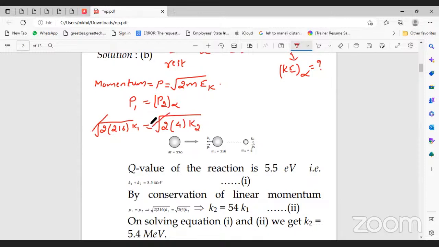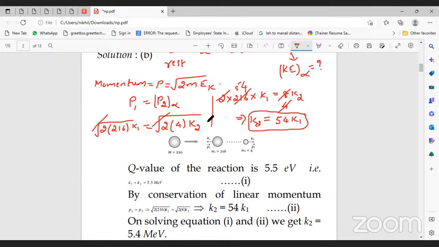So on cross multiplication, on cancelling this root, it will be 2 into 216 into K1 is equal to 8 times K2. So this you can cancel out. These 4s are there, then you can cancel even this also. 4 ones are 4, 54s are 216. So clearly this tells K2 is equal to 54 times K1.